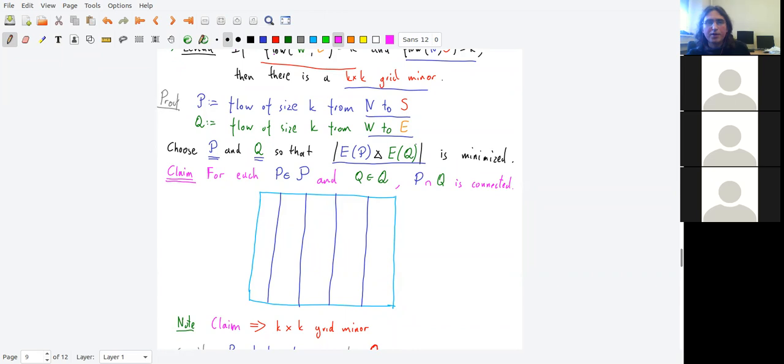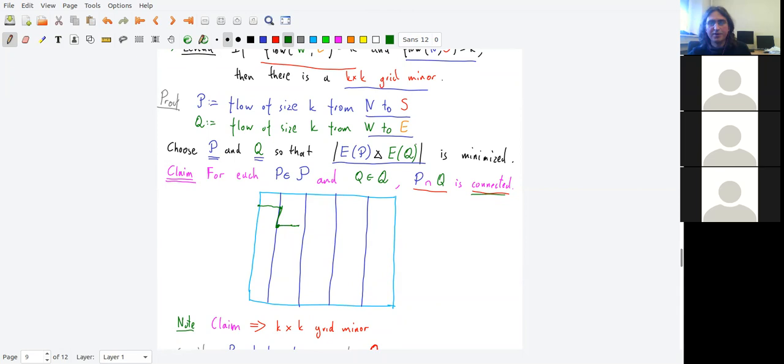More precisely, I want to prove that whenever I have a column, which is a north-south path, and a row, which is an east-west path, then the intersection of every row and every column is connected. And if I prove this claim, then I have a nice grid minor. How must this look? So here are the columns. How can a row look? Well, it starts in the west, it goes. At some point, it hits the first column. Then it needs to go along this column a little bit because of the connectedness. Once it leaves this column, it cannot go back again, because the intersection must be connected. So here I've got some connected part.